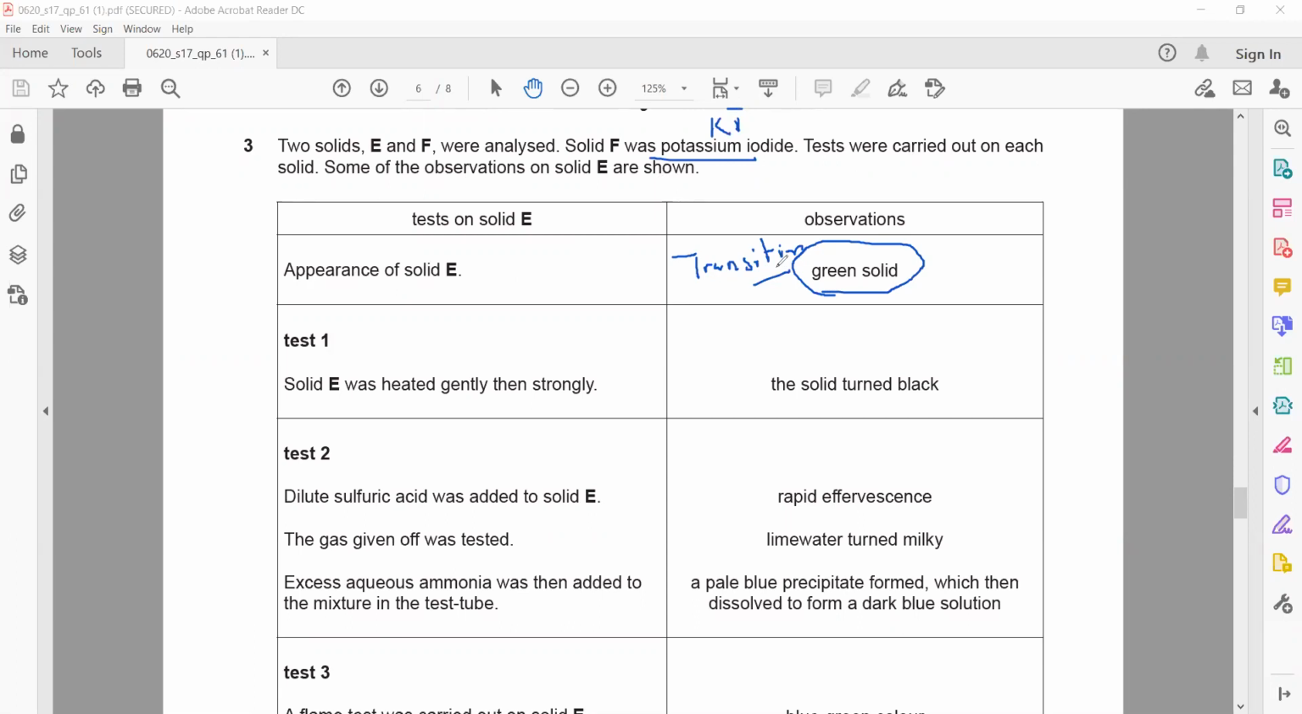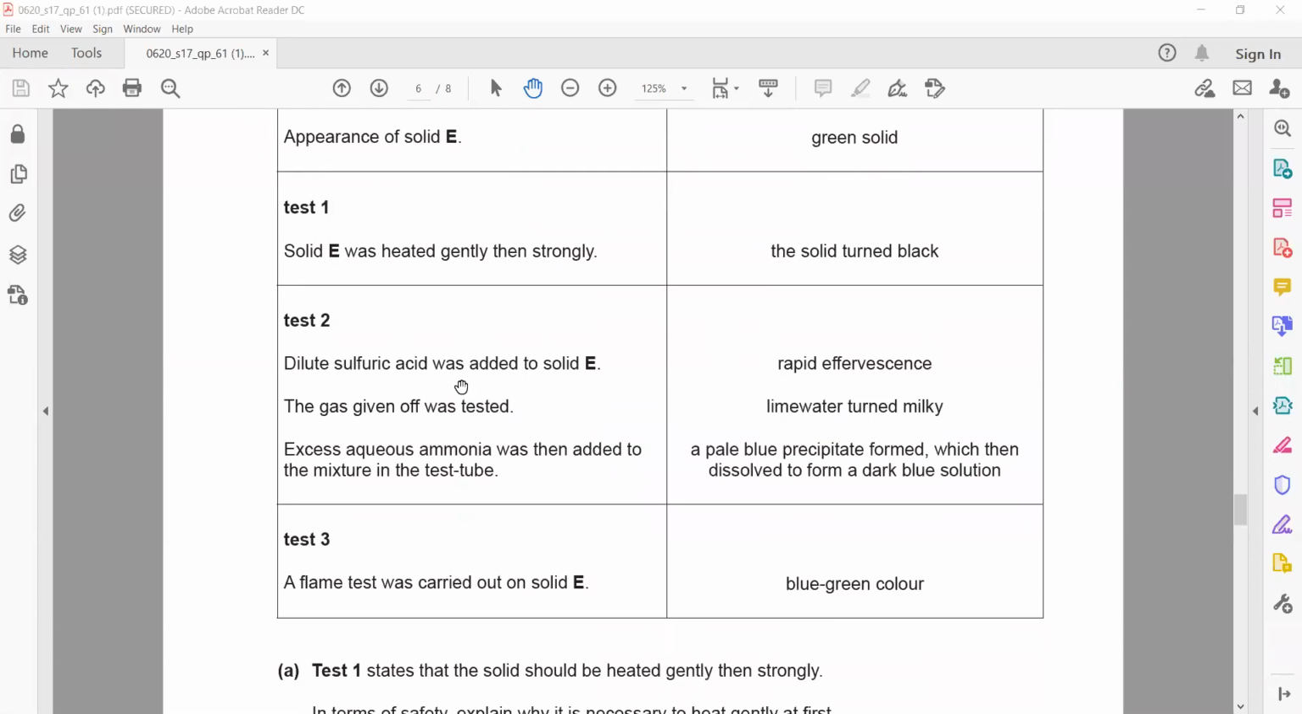Solid E was heated gently, then strongly, and the solid turned black. If you remember, copper carbonate, which is green in color, when we start to heat it, becomes copper oxide and carbon dioxide, which turns black. So this black solid is copper oxide now. Then test 2, dilute sulfuric acid was added to solid E. When we add an acid, rapid effervescence and lime water turned milky. So that gives an idea that E contains a carbonate ion.